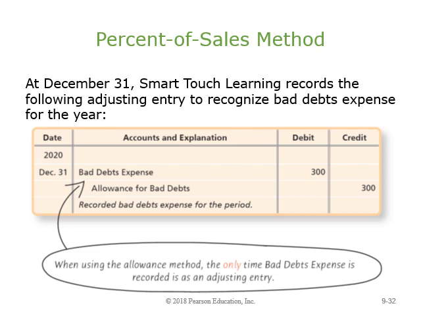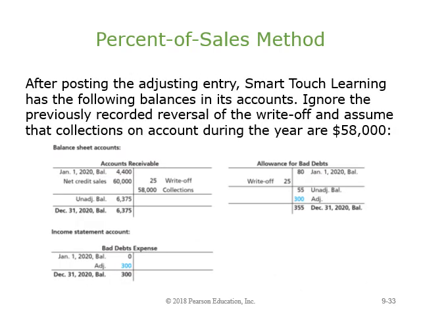So we need to record this allowance. All we have to do is take a debit to our bad debt expense and a credit to our allowance for bad debt. We can see here our T accounts: our accounts receivable account, our allowance for bad debt, which we have adjusted by $300 to the existing $55 we already had there, and our bad debt expense is also going to increase by $300.